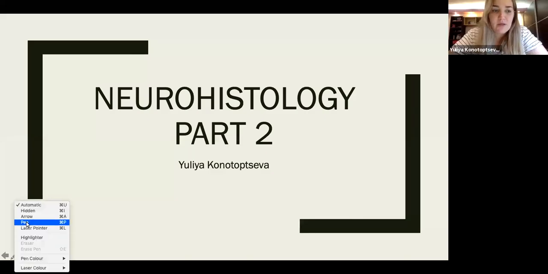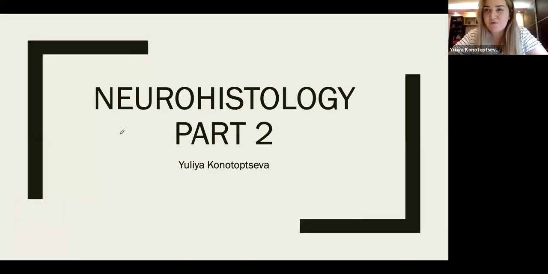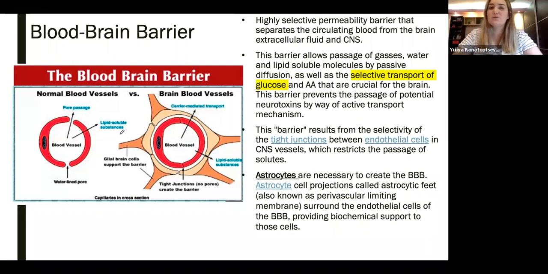Okay, so before we start the spinal cord, there's just a couple of slides that we need to talk about. One of them we have talked about in the previous lesson. We need to discuss the blood-brain barrier because it's a very important exam question that you're going to have. So first of all, do you remember which cells participate in the blood-brain barrier?